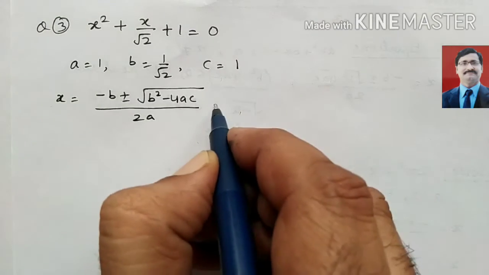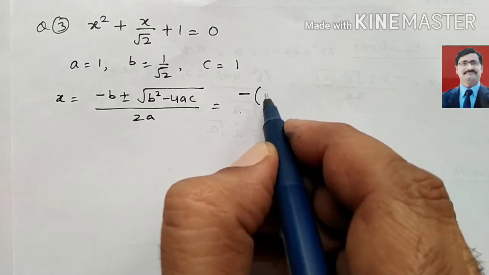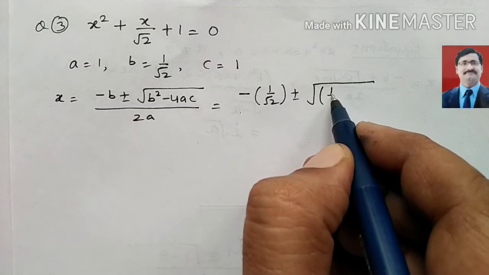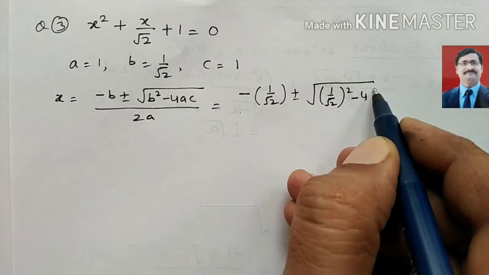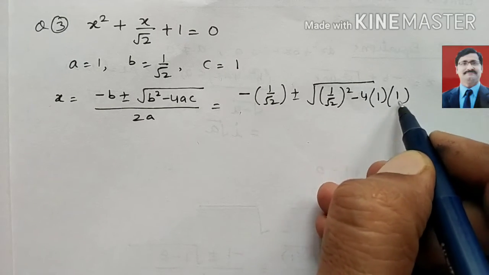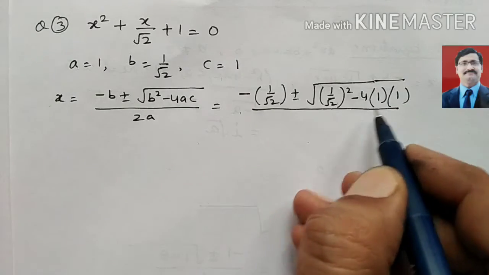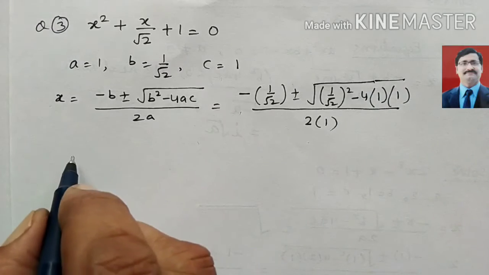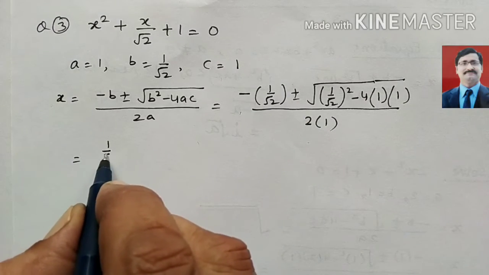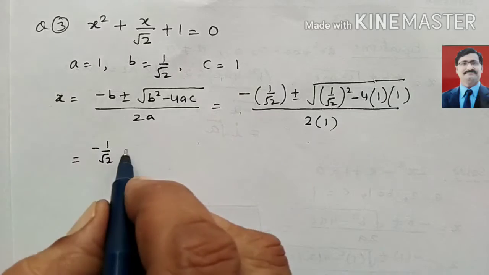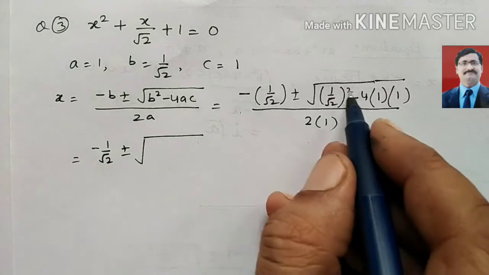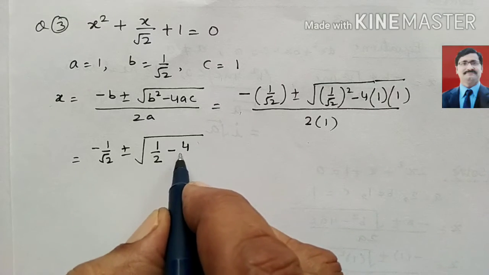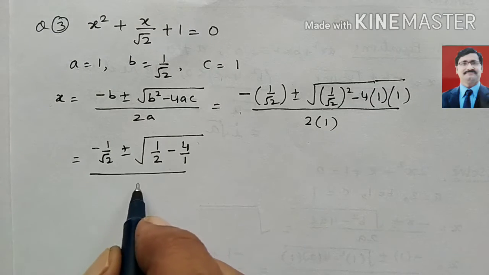2a. Minus b means here you can write 1 upon root 2, plus minus root b square means 1 upon root 2 square, minus 4a is 1 and c is 1, upon 2a is here 1. So look at this, you have to solve. You will get here 1 upon root 2, minus 1 upon root 2 plus minus, and this 1 upon root 2 square is 1 upon 2. This is minus 4, and upon you have here 2.